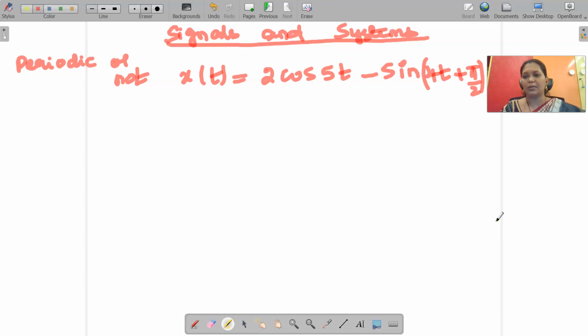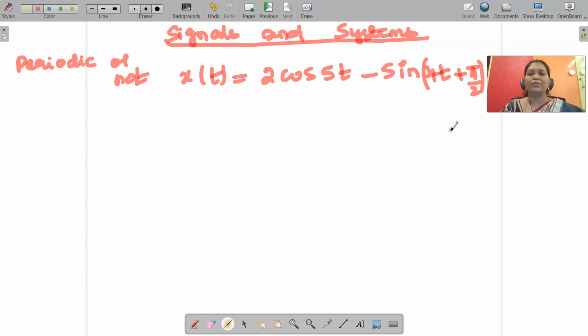be a periodic signal. And in the previous lecture, we have seen examples with only one term. For example, we had only x of t equal to 2 cos pi t, like that. Or else our x of t will be sin 4t or sin(4t plus pi by 2), like that. Only one term will be there for your x of t.